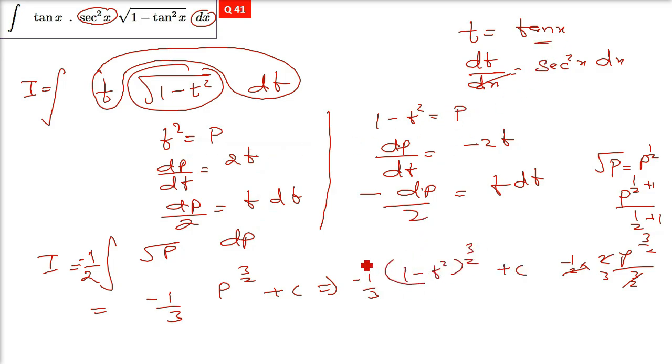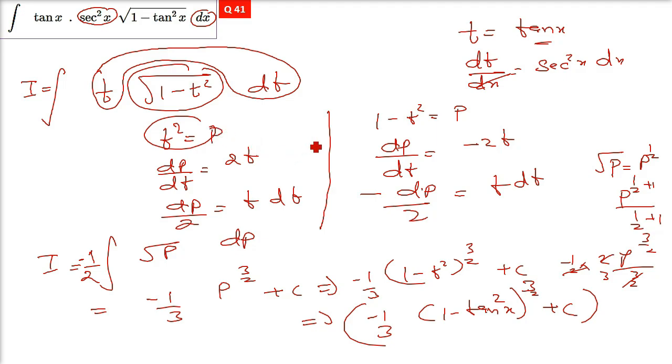It's not t square. Previously I told you can write it as t square, but it has to be written as 1 minus t square. That was the mistake I committed. So 1 minus, now t is tan x, so 1 minus tan square x to the power 3 by 2 plus constant of integration. This is the final result. So this is a wrong technique which I showed you on the left. 1 minus t square equals to p will make all your life easier when you solve this kind of questions if it ever comes in your examination.